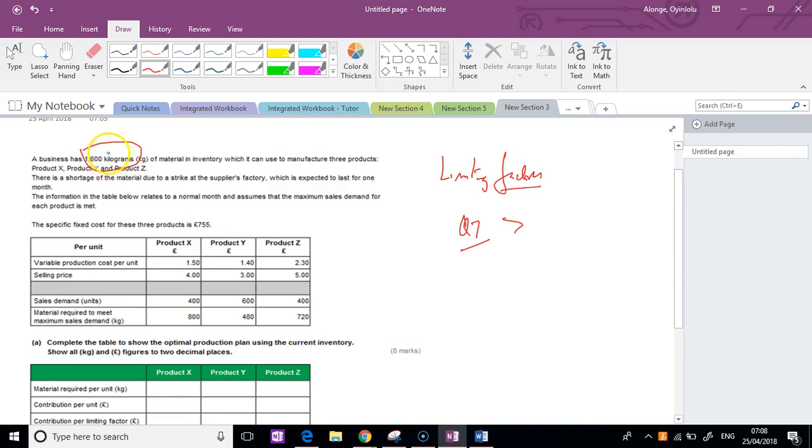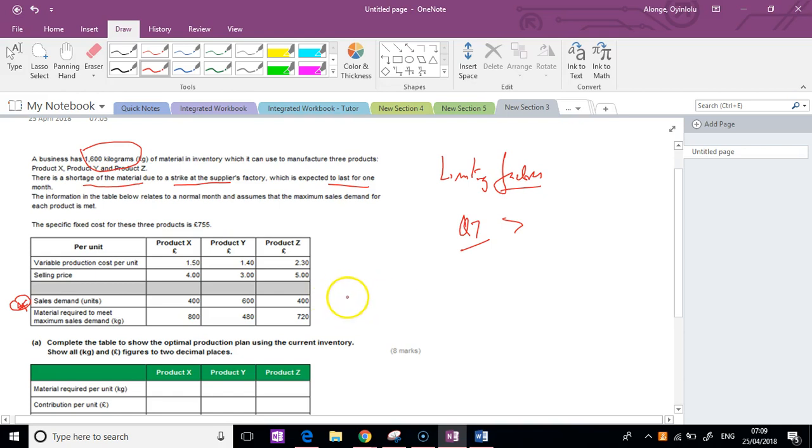It's quite a good question in that it tells you that it is the limiting factor. It tells you there's a shortage of this material due to a strike, which is expected to last for a month. So because we know it's a limiting factor, we're sort of halfway there. Like we did a question on Monday where we had labor and material, and you had to work out the total amount of labor and total amount of material that you needed in terms of demand. Once you work that out, you would know how much you needed and how much you had. You could compare and discover what the limiting factor was.